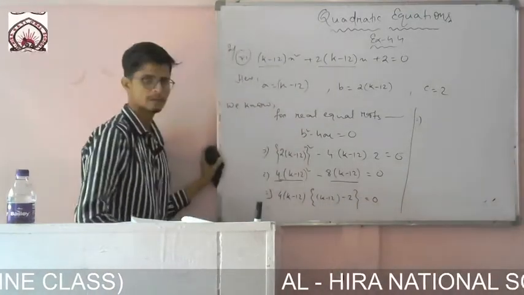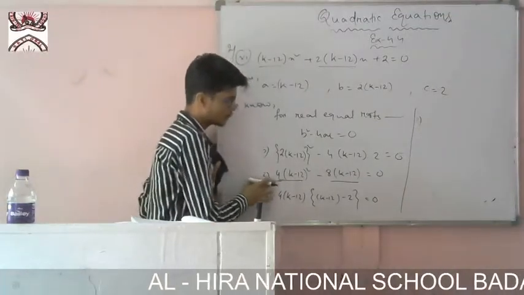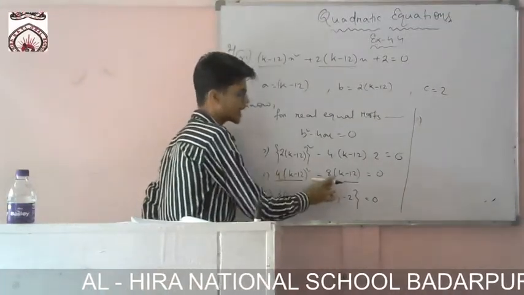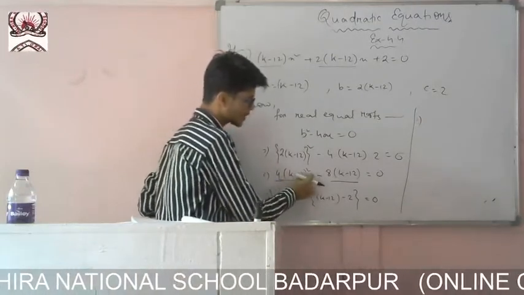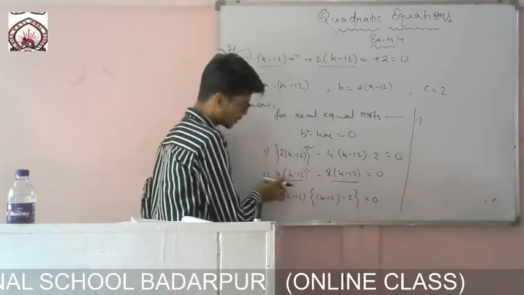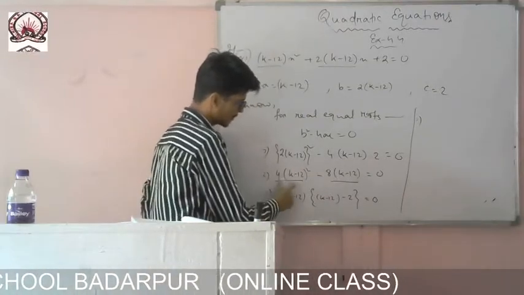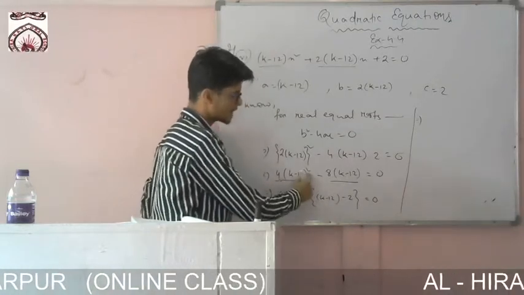Is it okay? Very shortcut I have done. You see here, from this one, 4 into k minus 12. So 4 is there, 8 is there, both are multiples of 4. And there you see (k minus 12) square and k minus 12 is there. That means I can take common 4 times (k minus 12). So after taking 4 (k minus 12), another k minus 12 is left because here it is square.